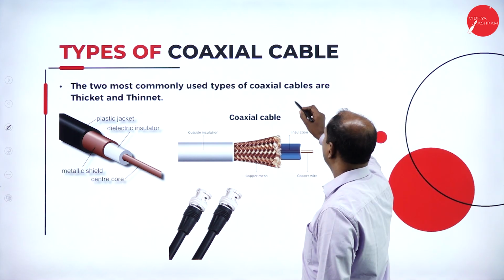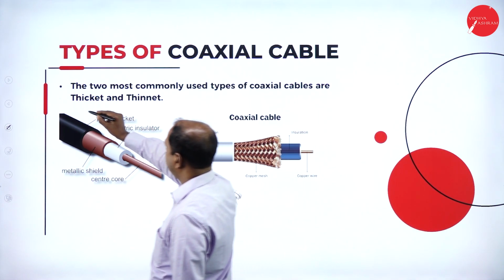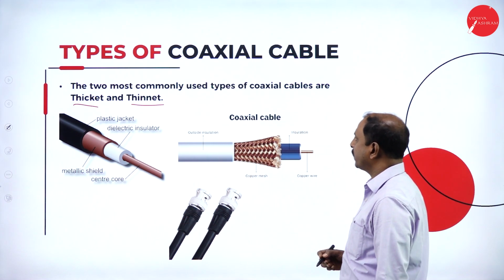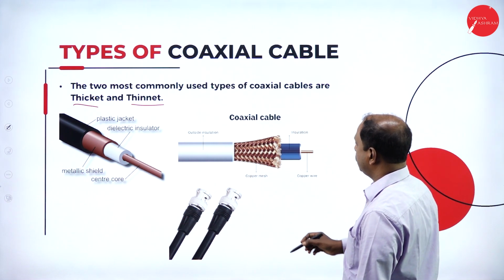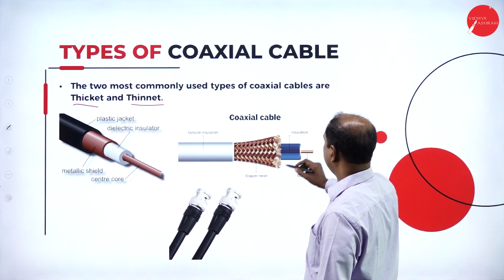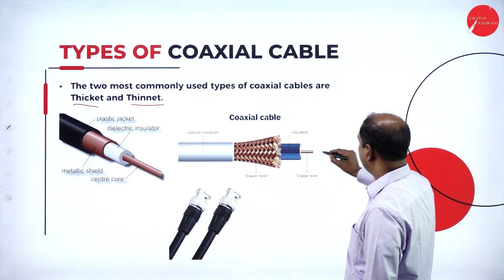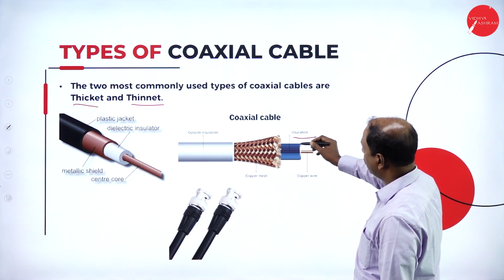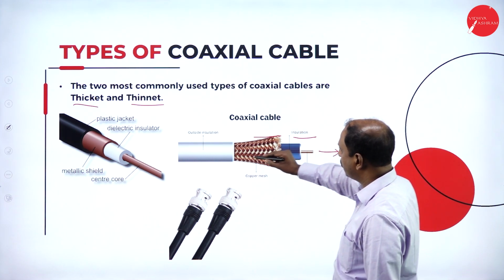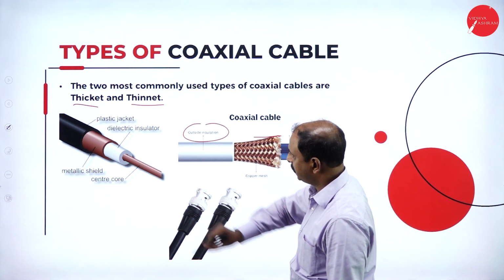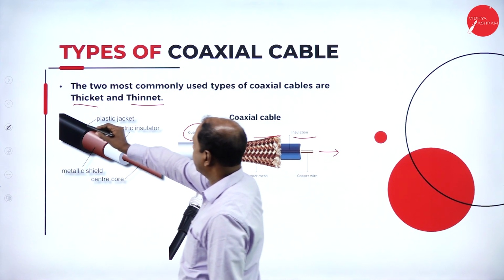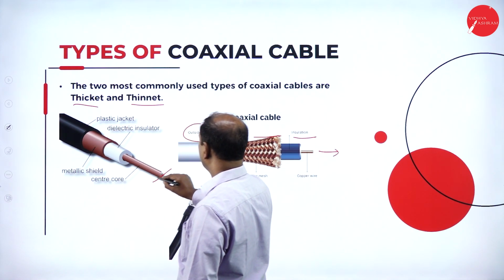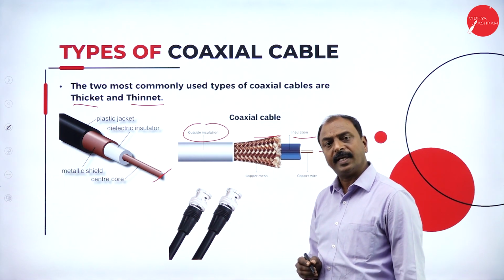See here, there are two types: one is thick net and the second one is thin net. There are two types of coaxial cables. This is a coaxial cable, and this is the central copper wire. This is the main core over which we have insulation. Again, one more shielding here, and this is outside insulation. This is the plastic jacket insulator, and this is the main central core where the signal is transmitting.